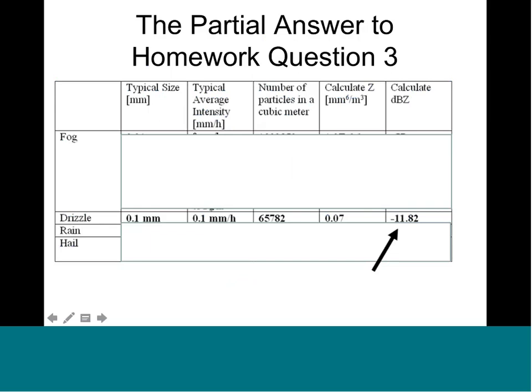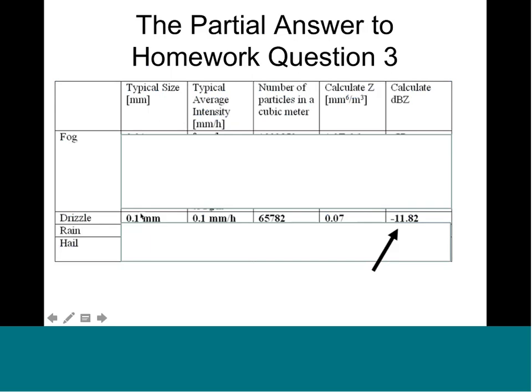So in the homework questions, I ask you to give me a typical size of some drizzle and a typical average intensity. I ask you to calculate the number of particles per cubic meter, calculate what it is in Z, then calculate what it is in dBZ. This is part of your homework questions. But just to remind you, the relationship between Z and the number of particles and the size is Z is equal to this number times this number to the sixth power, and get the units right.